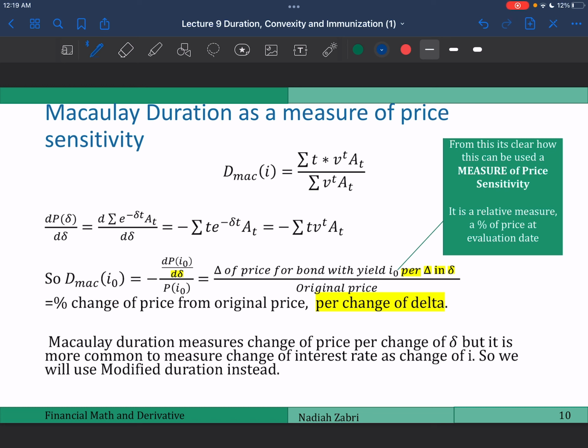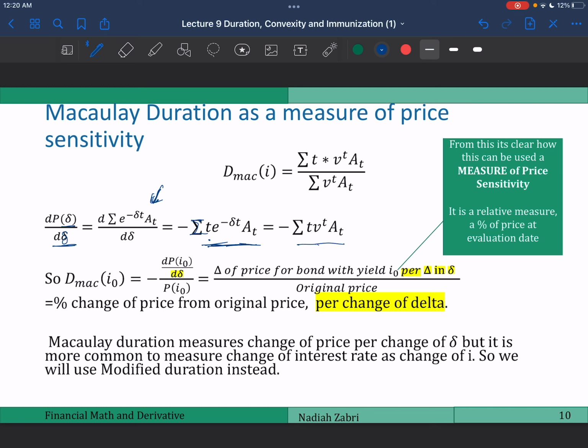So let's go back to the basics. Let's find the first derivative of price against the force of interest. We have a multiple cash flow asset, which we can split into many single cash flow assets, right? For each single cash flow asset, the present value is e to the power of negative delta t. If we differentiate this with respect to delta, we get the following for each single cash flow. We sum up all of these derivatives, and then we get this.